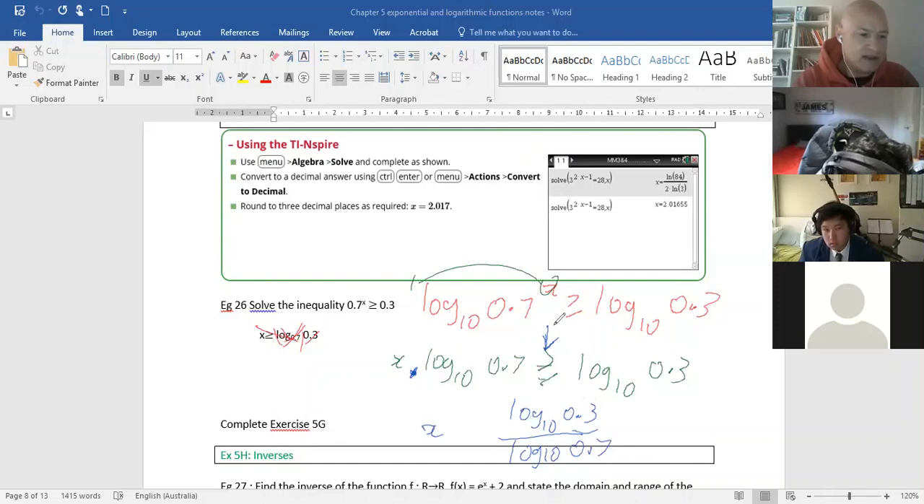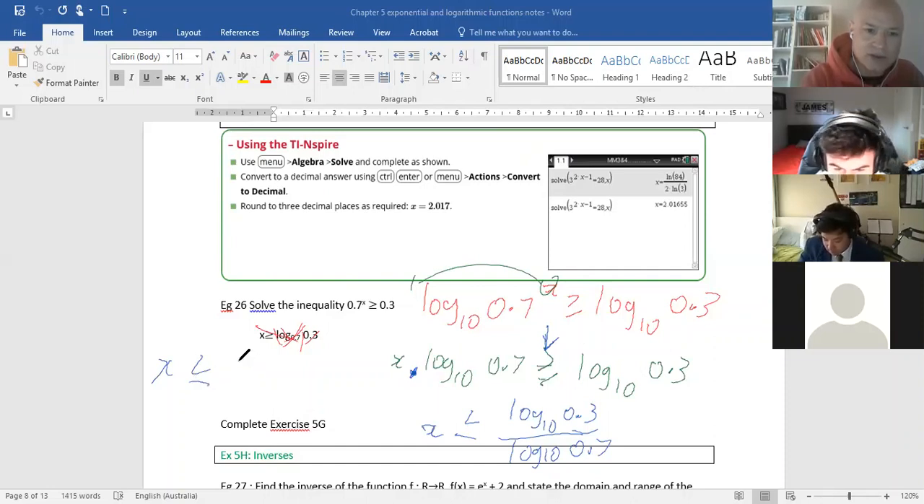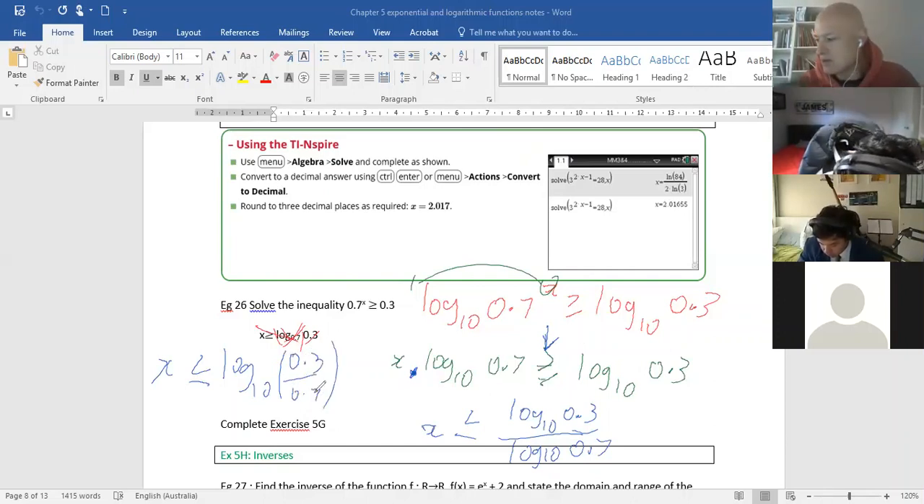Log base 10 of 0.7 is a negative number. So that means I'll have less than or equal to that. And I can, of course, write it as, I better write x again. I'll write it up here. x is less than or equal to log base 10 of 0.3 divided by log base 10 of 0.7. If they wanted it to 2 decimal places or whatever, we'd work it out to 2 decimal places. So my previous answer is actually wrong. Any questions on that one?